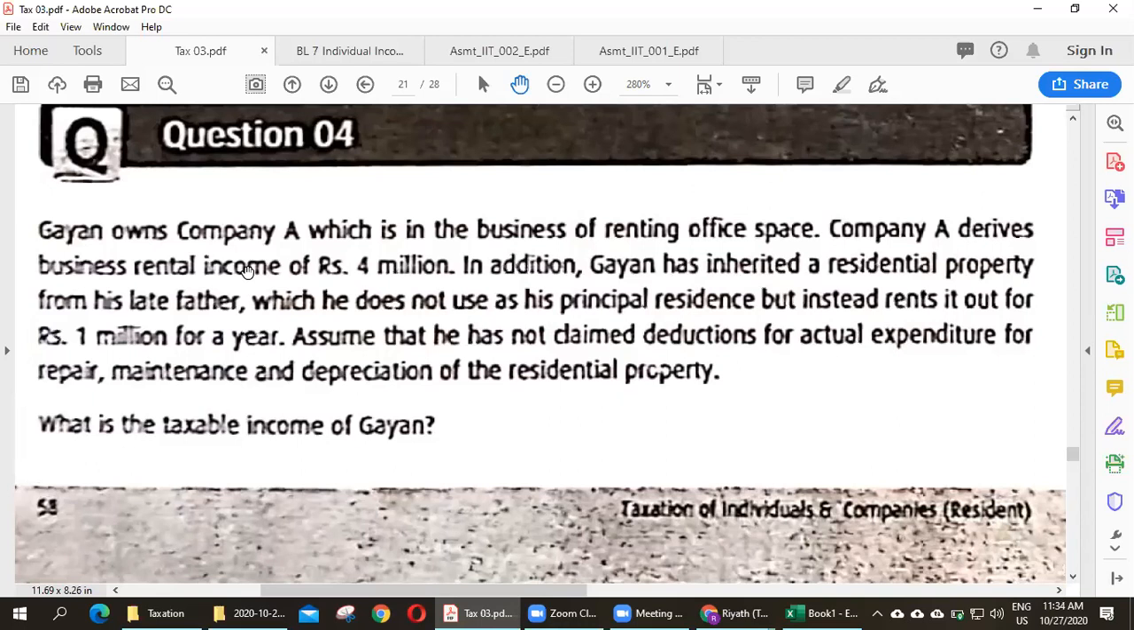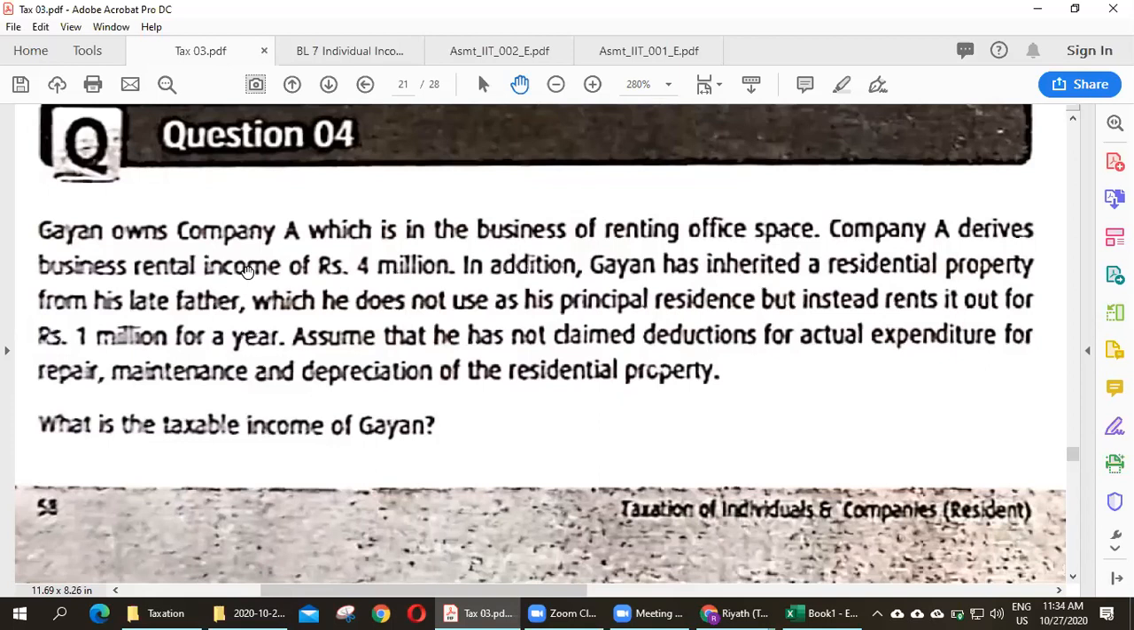What is the taxable income of Mr. Gayan? Right, Mr. Gayan is the owner of company A. His main business is renting office spaces. Company A derives a business rental income of 4 million, right? In addition to that, Gayan has inherited a house, a residential property, from his late father.